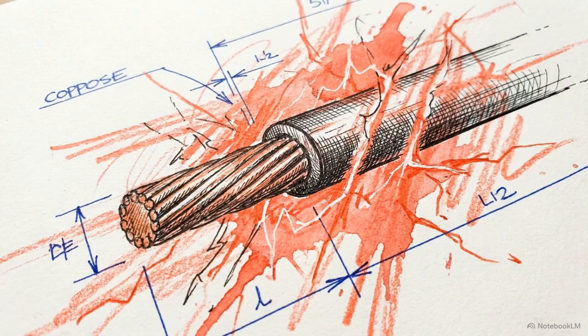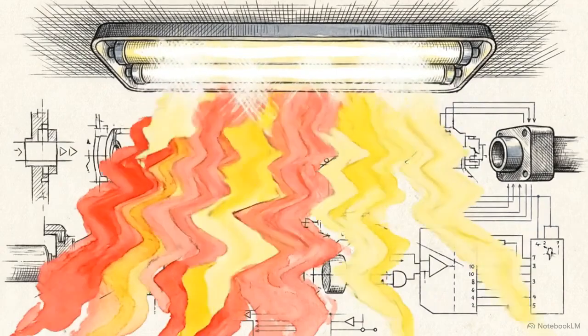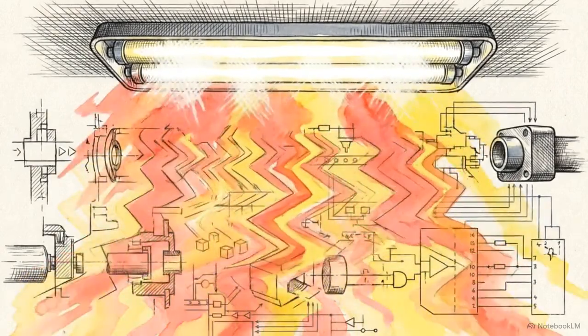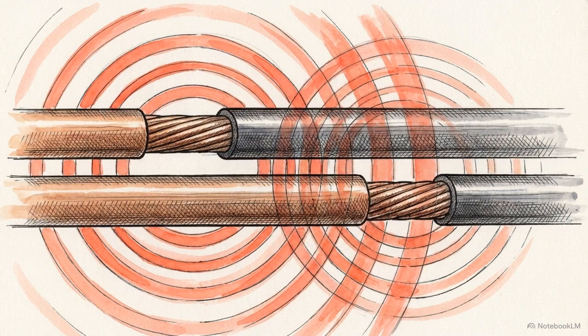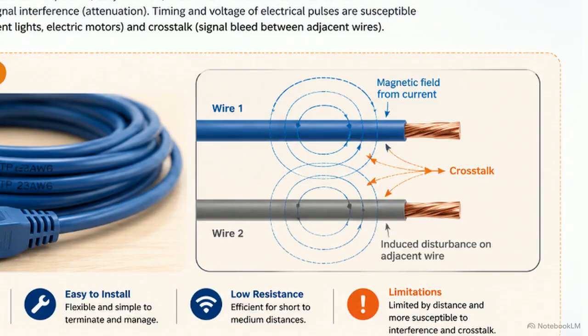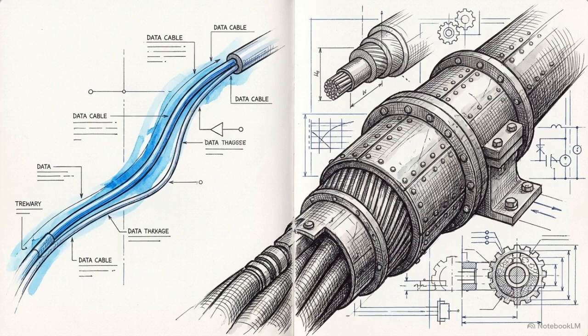However, copper signals are sensitive to environmental noise. Fluorescent lights and electric motors generate electromagnetic interference, which can distort the timing and voltage of the signal. But an even more frequent threat comes from within the cable itself, through a phenomenon known as crosstalk. This diagram illustrates the mechanism of crosstalk. When electrical current flows through a wire, it generates a small magnetic field. If a second wire runs parallel next to it, that magnetic field induces an electrical disturbance on the neighboring wire, corrupting the signal.